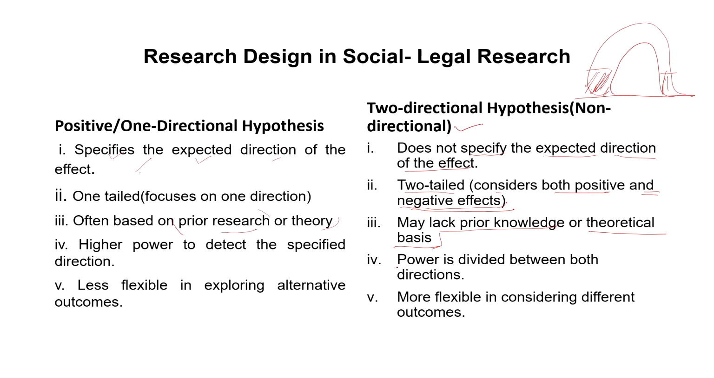Then the power is divided between both directions. As I said, the power is divided between both directions, and in the two directional hypothesis the flexibility is more. For what? In considering different outcomes. However, exploring the alternative outcome is not there, or the chances are very bleak, in the one directional hypothesis.